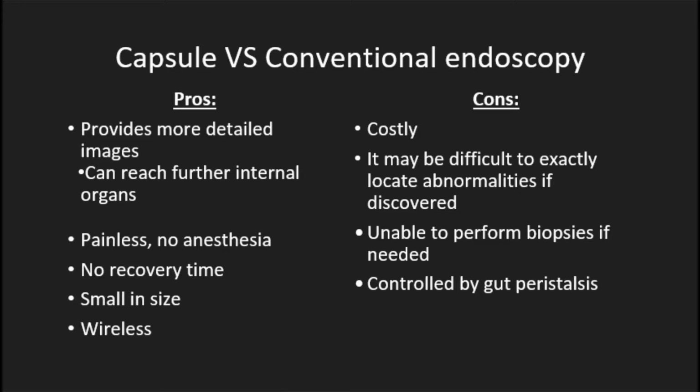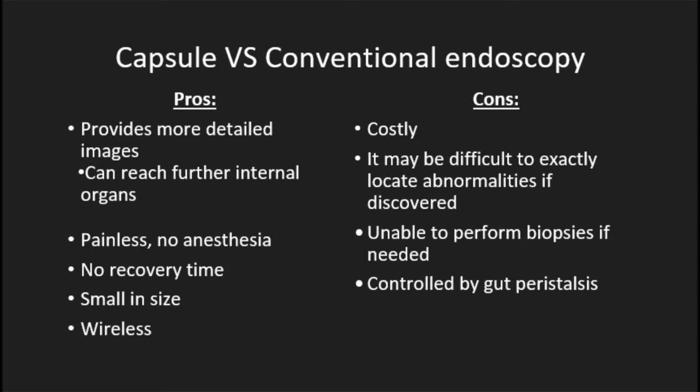Conversely, the newly discovered capsule does have some disadvantages, including difficulties in determining the exact location of any abnormalities discovered, whereas the traditional method is able to exactly identify its location using real-time data. Furthermore, if abnormalities are discovered using a capsule, it is impossible to resolve the issues at the current time and a biopsy is still needed, which can only be conducted through the use of the conventional endoscope.